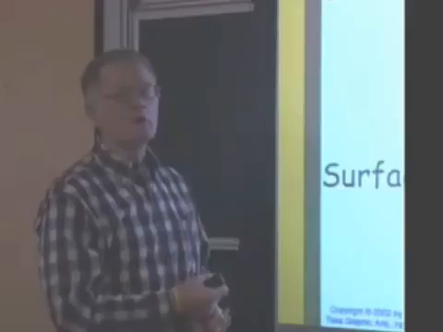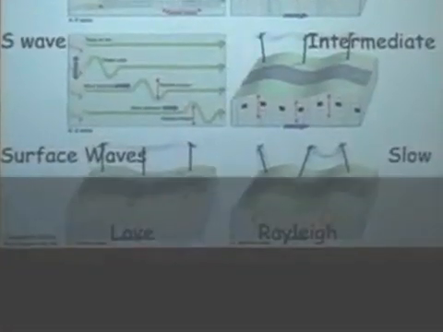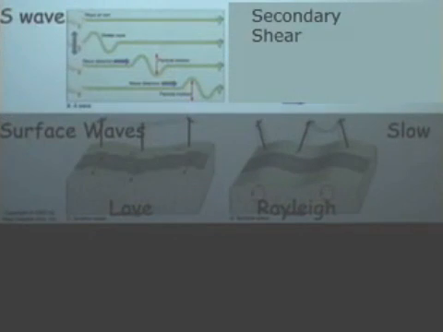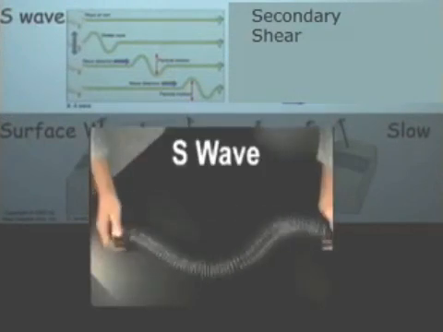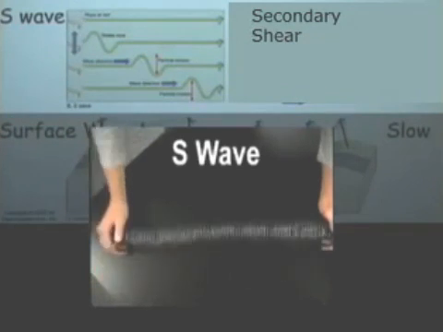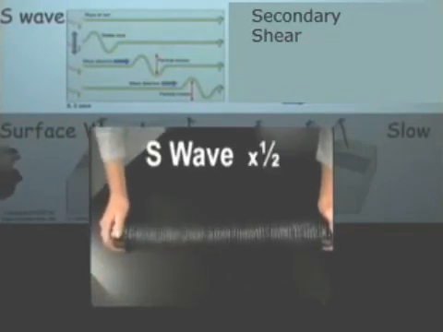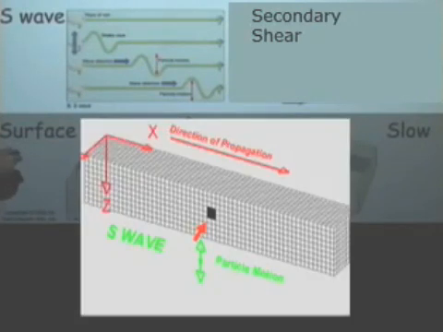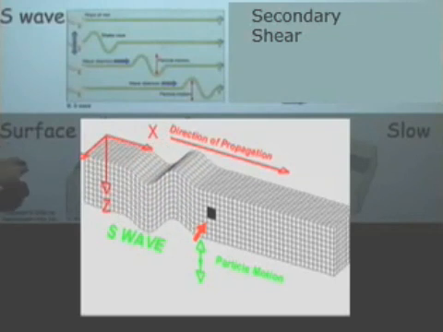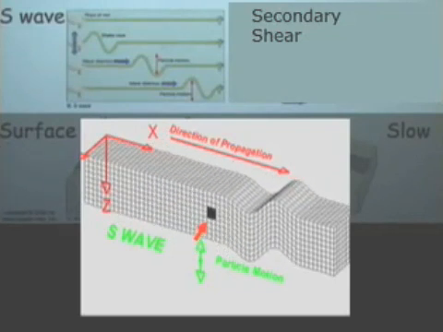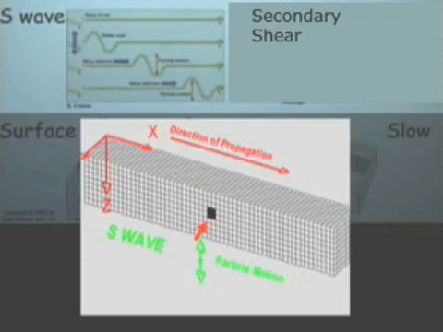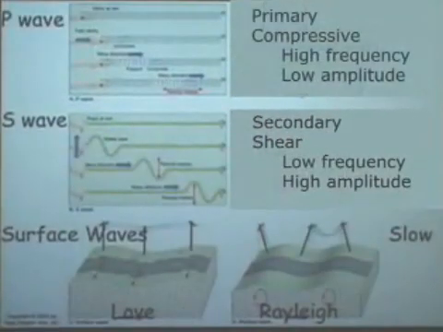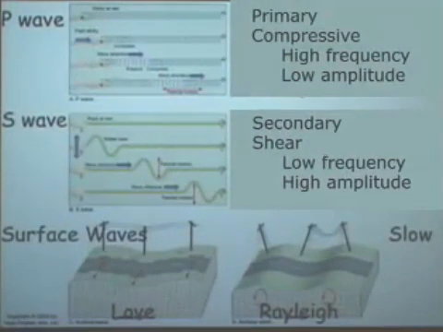Next fastest would be the S waves, or shear waves, also referred to as the secondary waves because they're the second fastest. We can make these in a slinky or in a rope by just throwing a loop down the rope. And what you'll notice is that the particles move up and down as the wave travels from left to right across the diagram. Properties of the shear waves are that they have slightly larger amplitudes than the P waves and slightly longer periods, or lower frequencies, than the P waves.